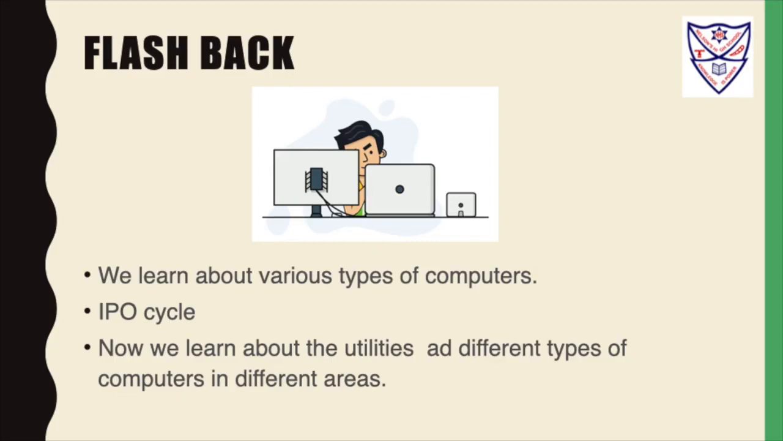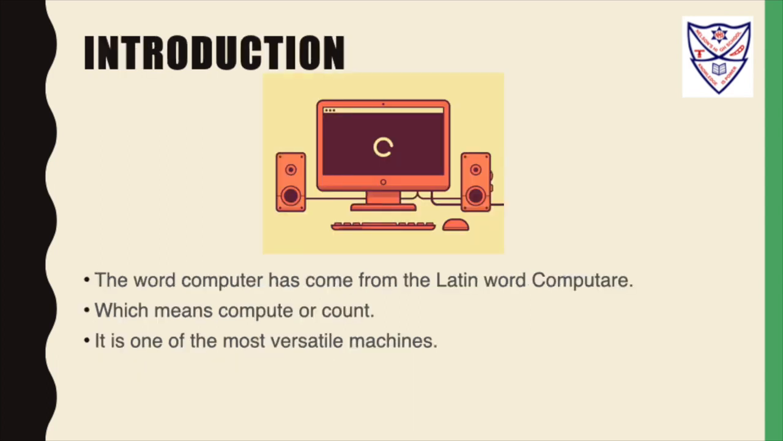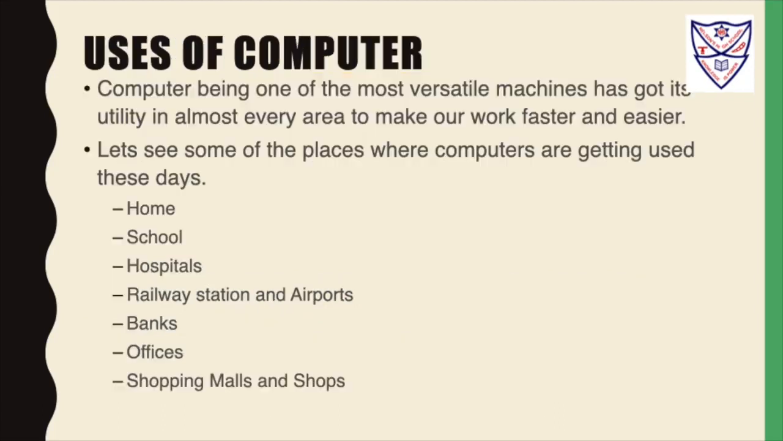And now we are going to learn about the utilities and the different types of computers which are used in different areas. So let's start with some basic information about the computer. The word computer has come from the Latin word computere, which means to compute or to count. It is one of the most versatile machines ever created.